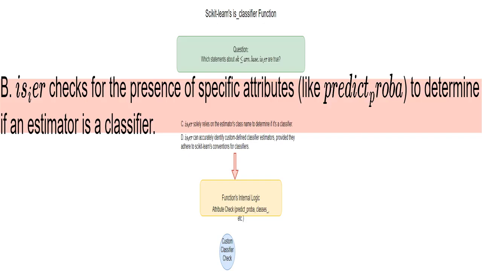This is correct. _classifier does indeed check for attributes that usually go with classifiers, like predict_proba for probability prediction, or decision_function used for decision boundaries. It's the main way it identifies classifiers.